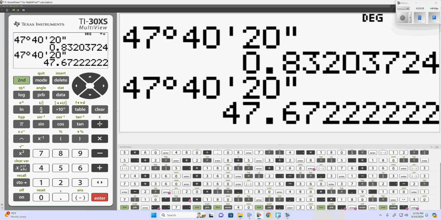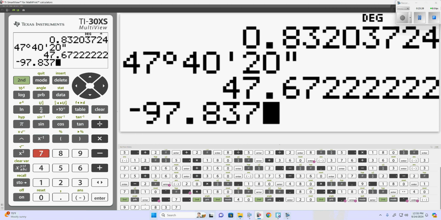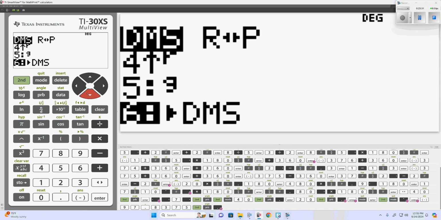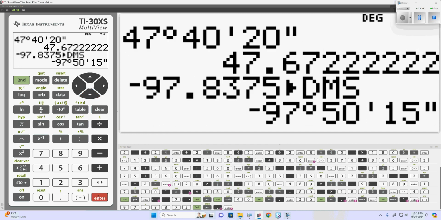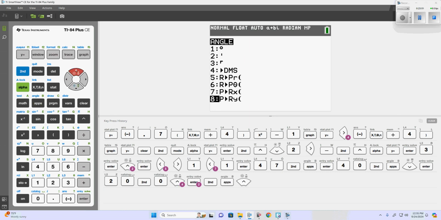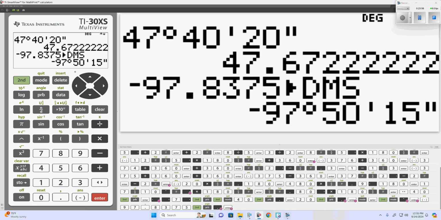97.8375. Negative 97.8375. Second angle. Aha. That's cool. I learned something new. We have to go down a little farther into it, but the TI-30XS will do degrees, minutes, seconds. I thought you already posted this. I did, but we did it on the... Oh, I could have sworn I've done it on this and you tell me how to do it. Wait, what button did you push again? So second probability, second PRB.